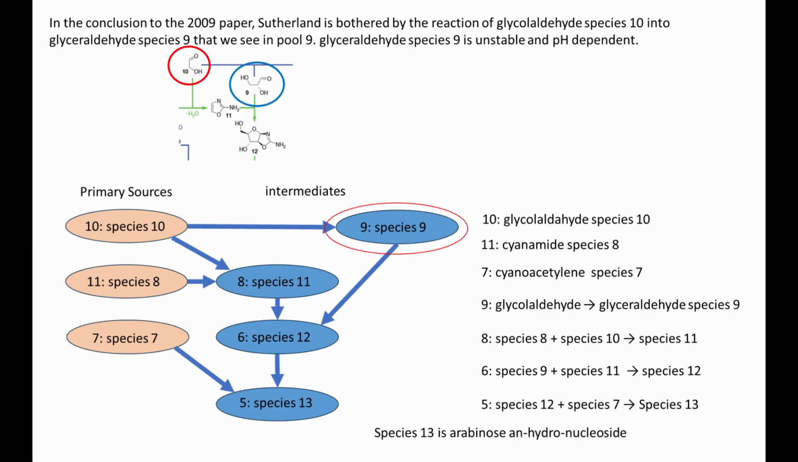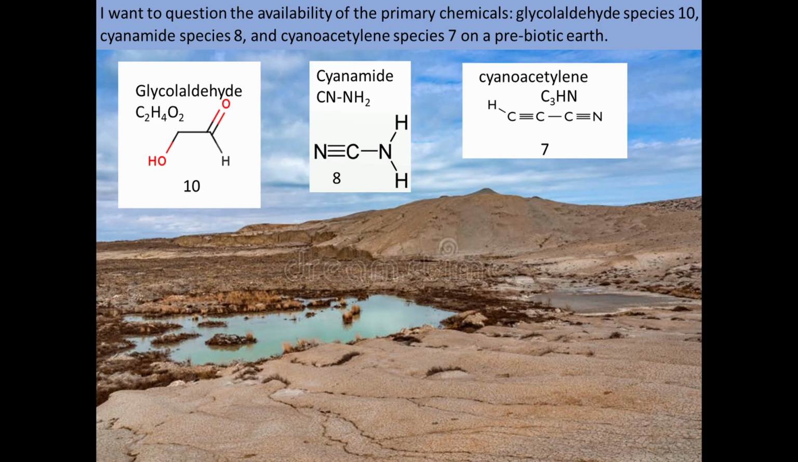In the conclusion to the 2009 paper, Sutherland is bothered by the reaction of glycolaldehyde species 10 into glyceraldehyde species 9 that we see in Pool 9. Glyceraldehyde species 9 is unstable and pH dependent, and Sutherland recognizes this reaction needs more study. I want to question the availability of the primary chemicals, glycolaldehyde species 10, cyanamide species 8, and cyanoacetylene species 7 on a prebiotic Earth.